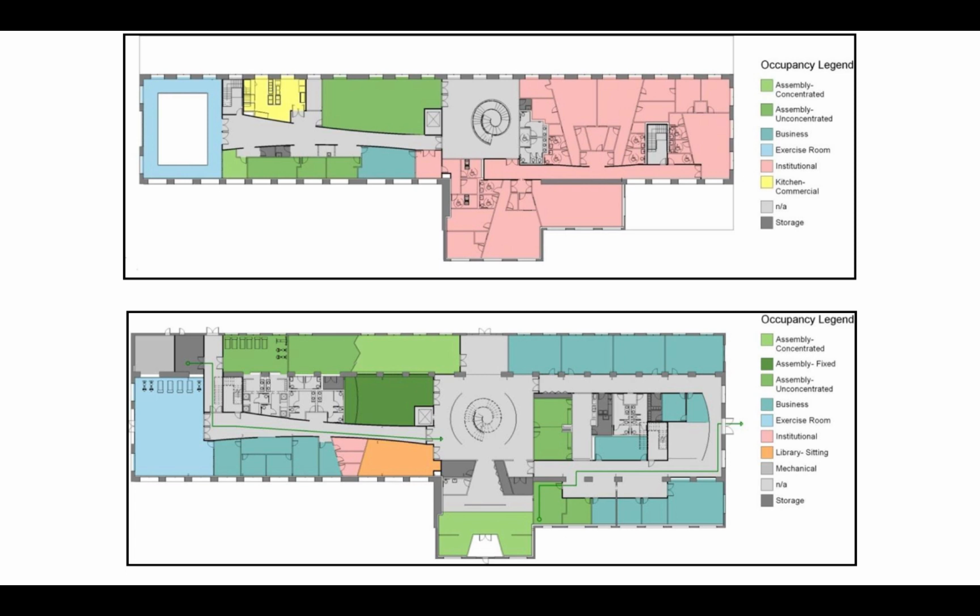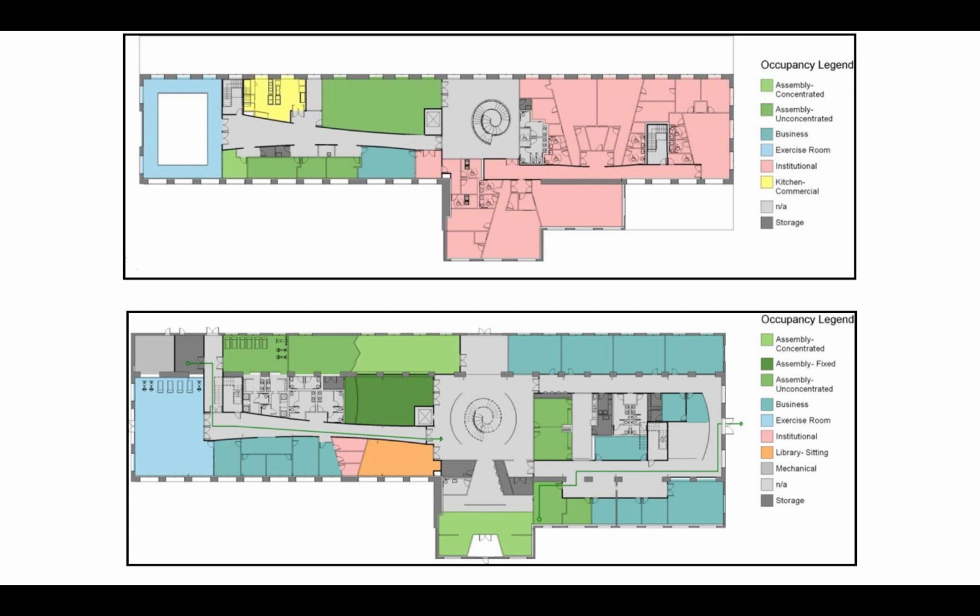Here's an example of a code analysis from a student project a couple years back, the same one that I showed the fire life safety. And you can see they have, this is actually a Revit-generated occupancy legend. By the way, when I'm doing these sorts of projects, if it's a design presentation, I'm not going to be using Revit.